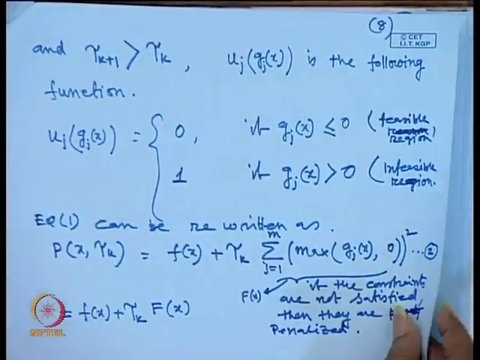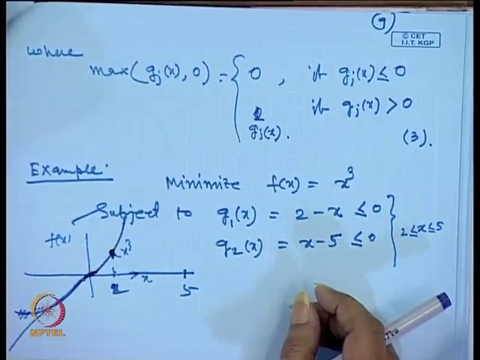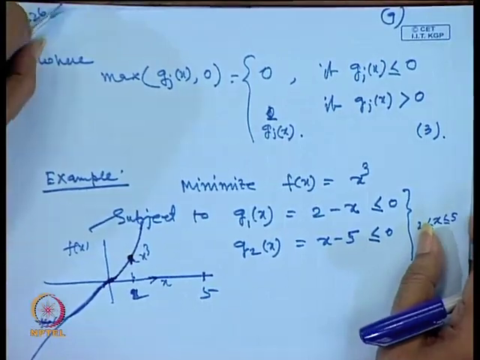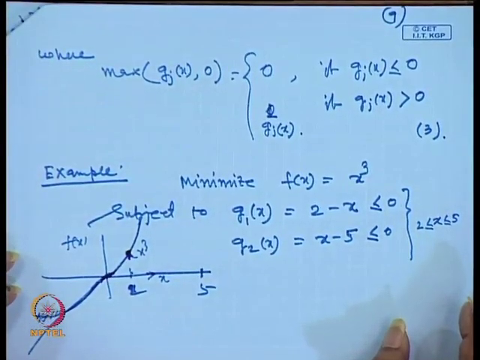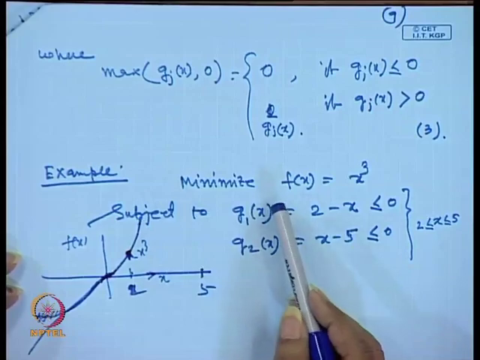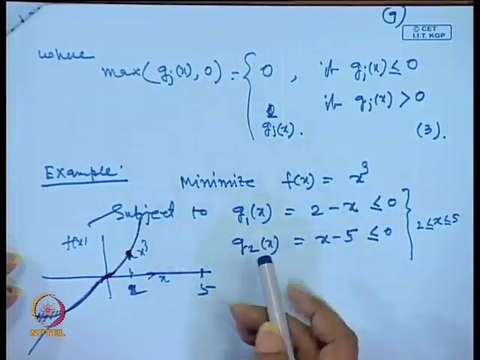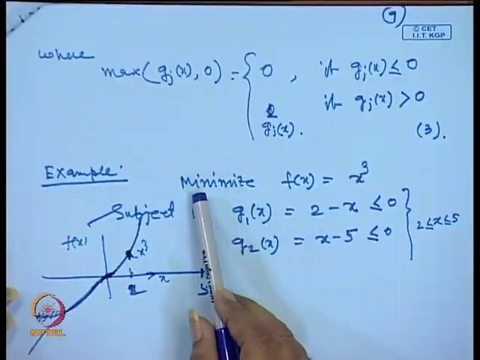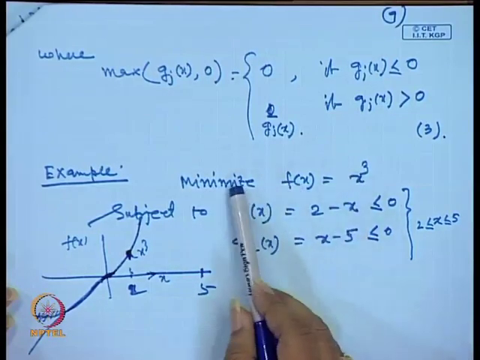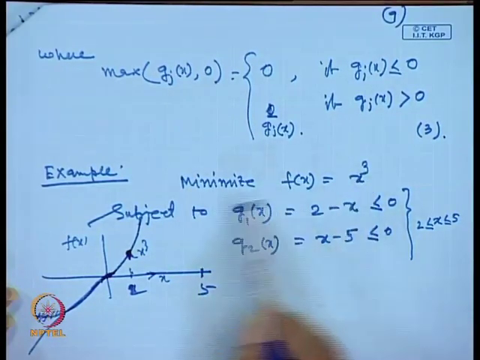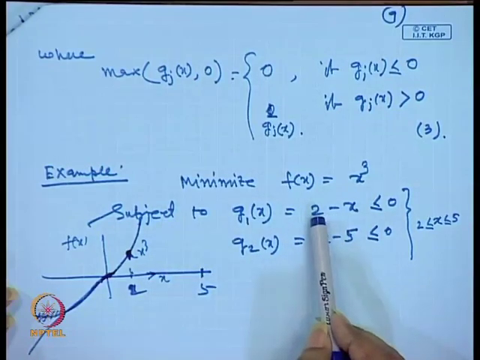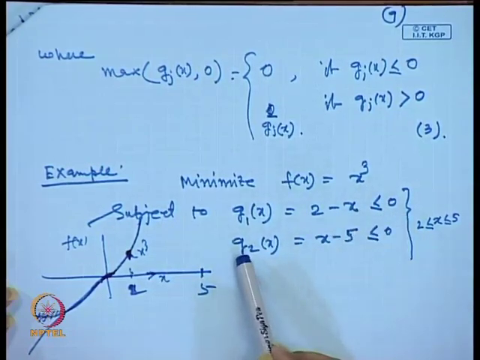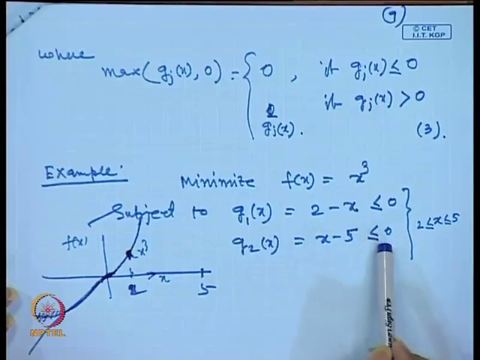That is what we discussed last class. Let us take an example and explain how this problem can be solved using the exterior penalty function method. First, how to select the penalty coefficient values. Let us call this the nonlinear equation. We have to minimize this, subject to g 1 of x equal to 2 minus x less than or equal to 0, and another constraint, x minus 5 less than or equal to 0.